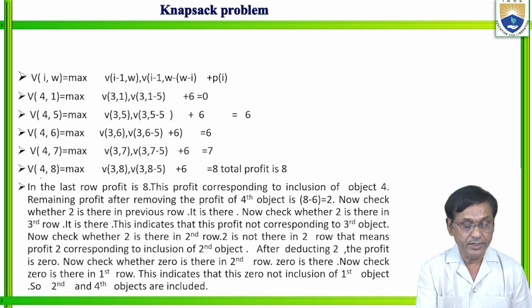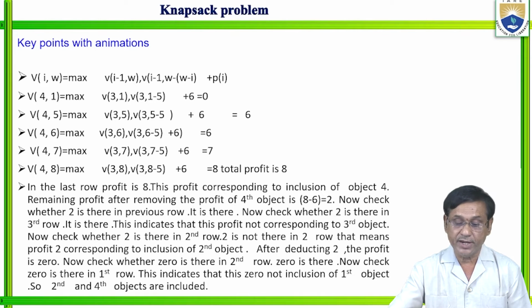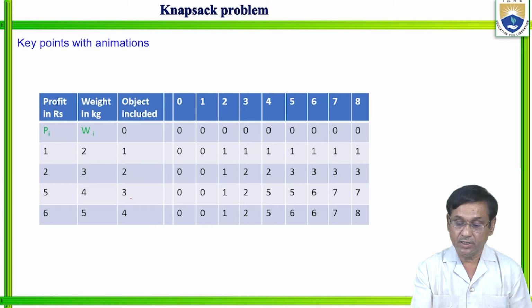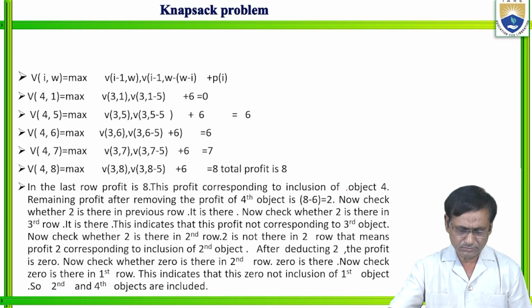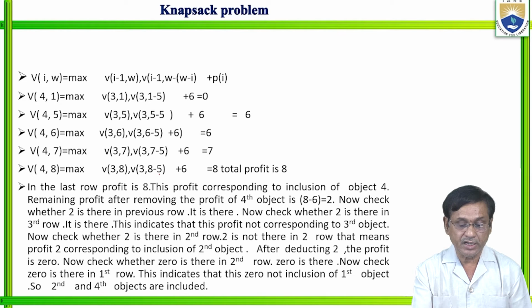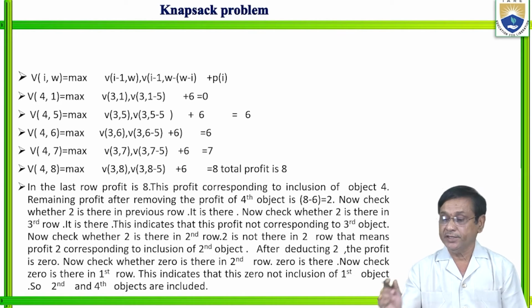Next, the last element is 4 comma 8. Maximum of V of 3 comma 8 and V of 3 comma 8 minus 5. In this case, V of 3 comma 8 is 7, and for 3 comma 8 minus 5, which is 3 comma 3, the value is 2. 2 plus 6 is 8. Total profit is 8. Now, what are the objects included in the bag?